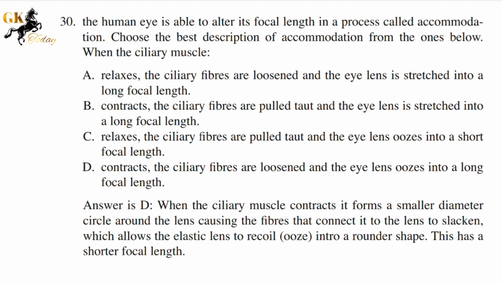The human eye is able to alter its focal length in a process called accommodation. Choose the best description of accommodation from the ones below. When the ciliary muscle contracts, ciliary fibers loosen and the eye lens becomes thicker, giving a shorter focal length. Option D. Repeated question.